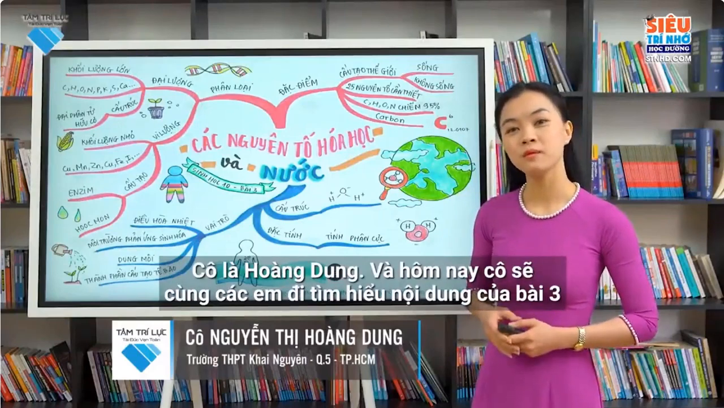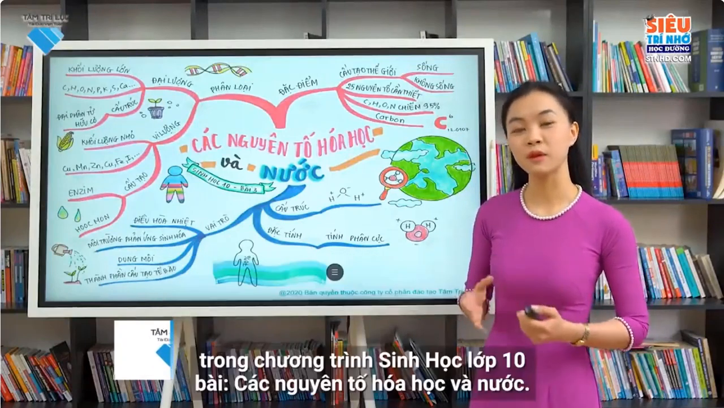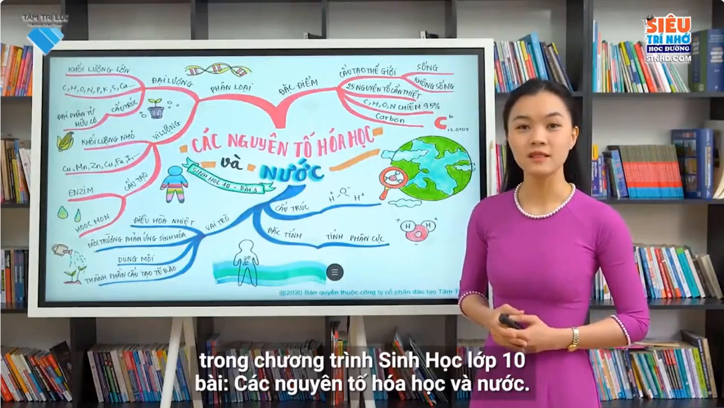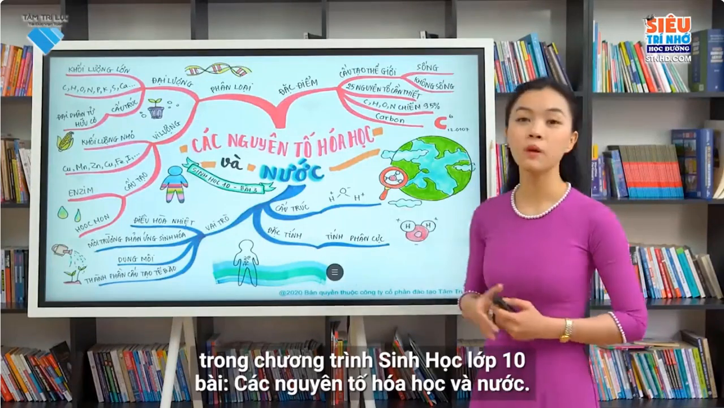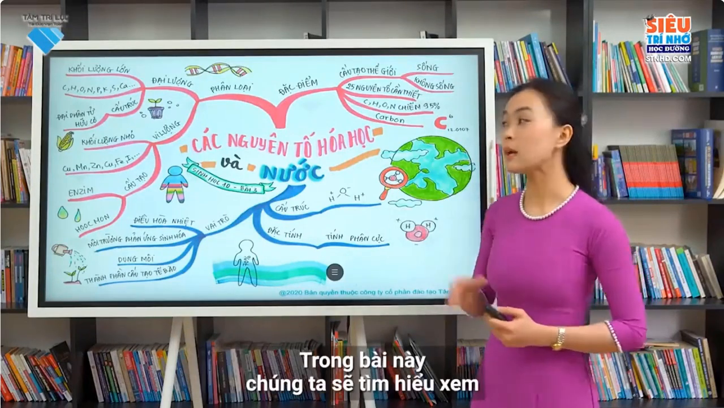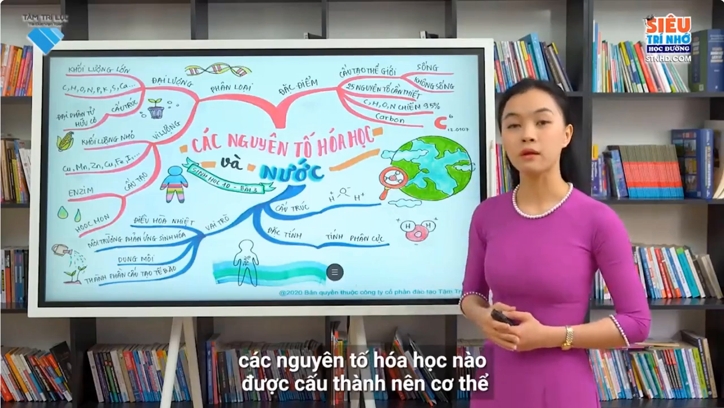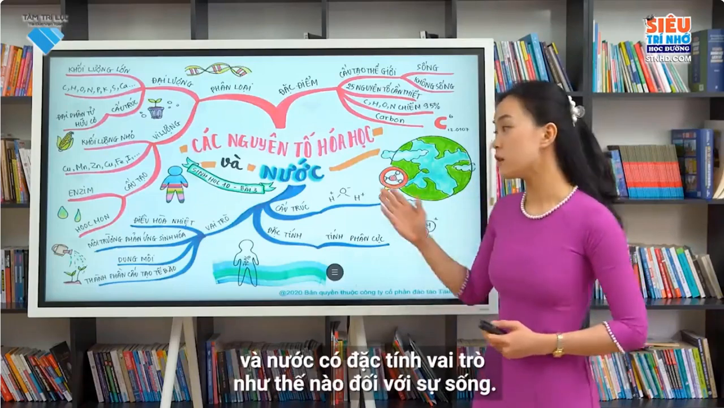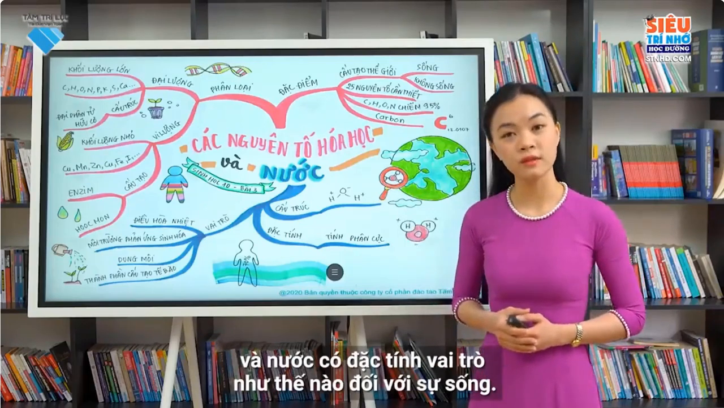I am Wang Young. Today we will learn Lesson 3 in the 10th Biology program, Chemical Elements and Water. In this lesson, we will learn about which chemical elements make up the living organisms and the properties and roles of water in life.